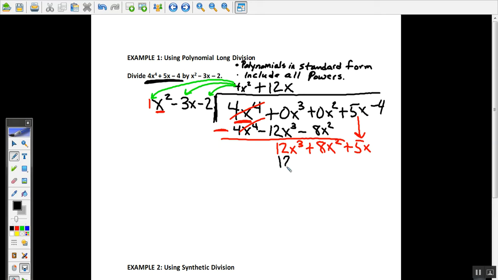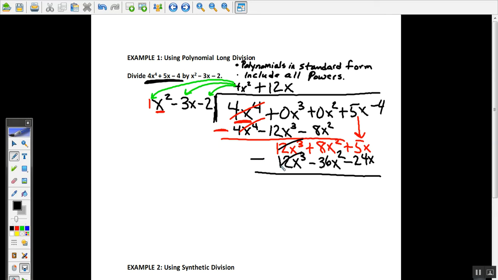12x cubed. Ooh, boy. What do you think's going to happen again on these first terms right here? They're going to drop out. I've got to take 12x times negative 3x, which would be minus 36x to the second. And then 12x times negative 2 will be a minus 24x. All right, help me, kids. What's going to happen to the 12x cubes? They go bye-bye.